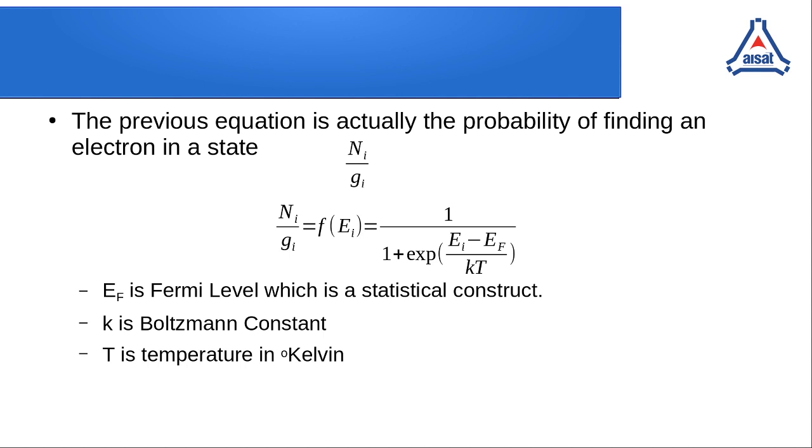We know Ei. Ei is the energy level having this number of states. Ef is known as the Fermi level, which is a statistical construct. There is no physical level as Fermi level, but we define a level by the name Fermi level in order to do the calculations. We will see in detail how we make use of this Fermi level in our later discussions.